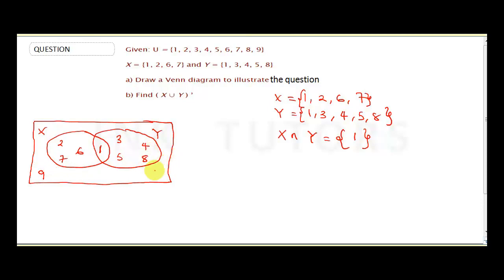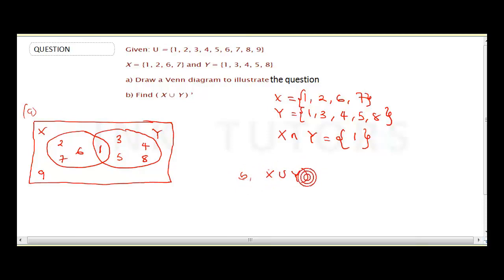So B says find X union Y complement. So this is question A solved. X union Y, it's going to be a complement.